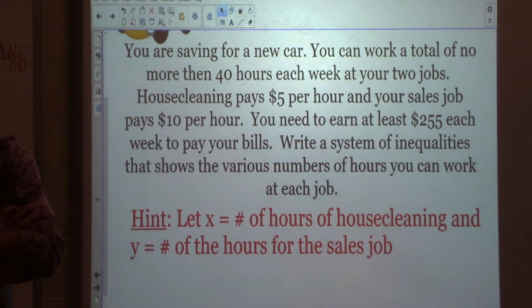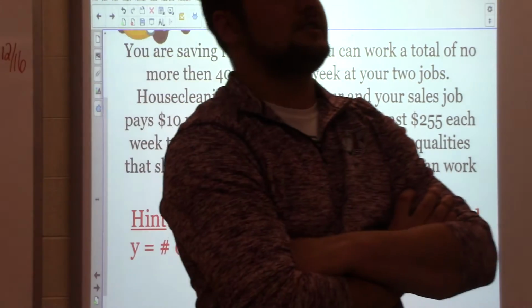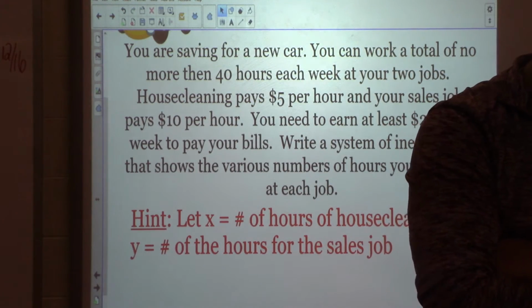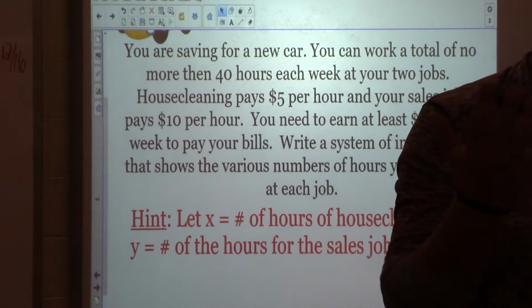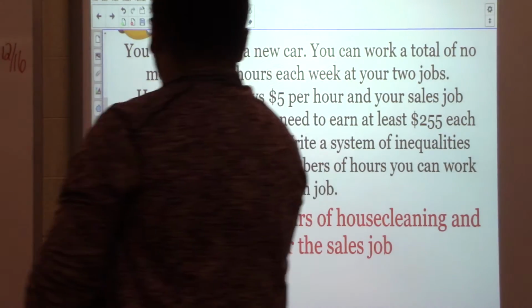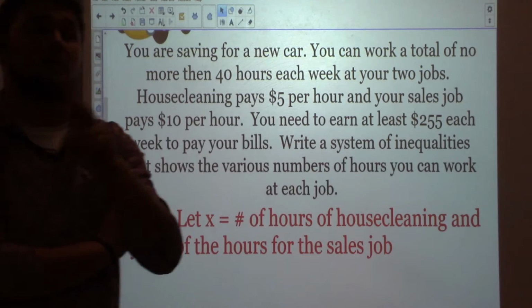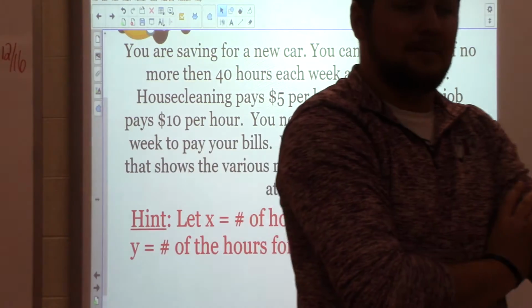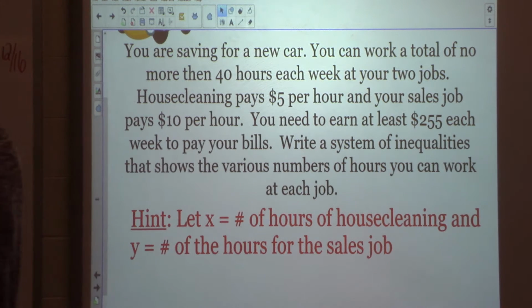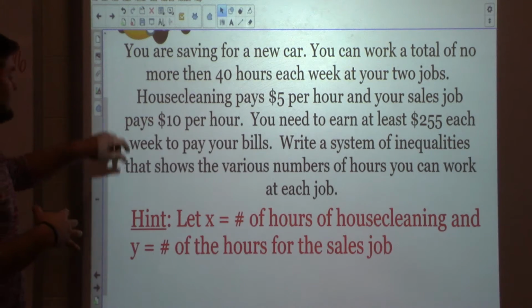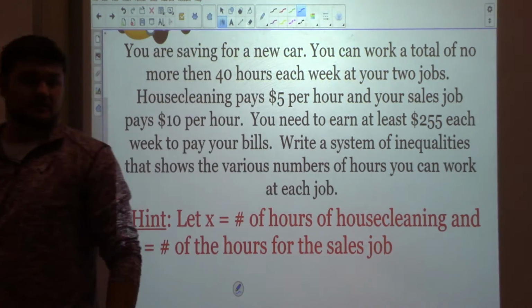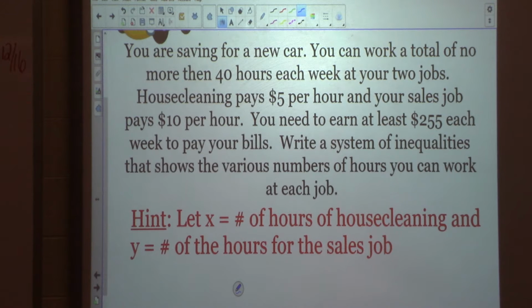Whenever you are doing an example, you should always label your variables first. Now, I'm always going to use X and Y, just because that's what makes it easy for me. So, I'm going to let X be the number of hours house cleaning, and Y be the number of hours for my sales job, because I'm talking about two different things here. In this problem, I'm talking about the number of hours that I work, and the amount of money I make. So that's how I'm going to write my two inequalities. I'm going to write one where it's the number of hours I work, and one where it's the amount of money I'm making. Does that make sense? Those are the two separate things I'm talking about.